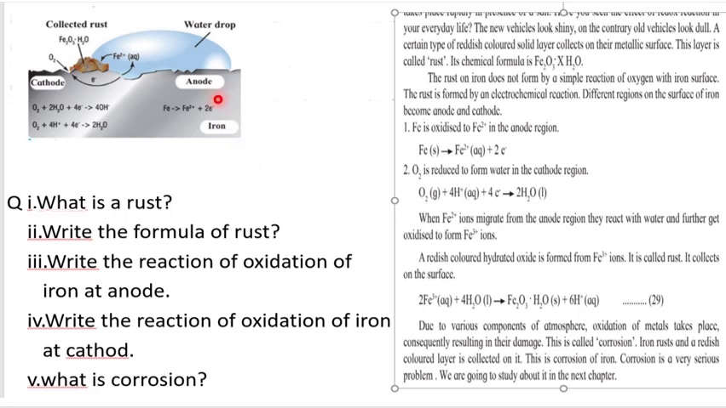Now the Fe2+ ion, that is your ferrous ion, migrates from the anode region to the cathode region and reacts with water, and it is further oxidized to Fe3+ ion and forms reddish color hydrated iron oxide, that is Fe2O3.xH2O, that is called rust. Let us see the balanced chemical reaction: 2Fe3+ plus 4H2O gives Fe2O3.xH2O, that is rust.